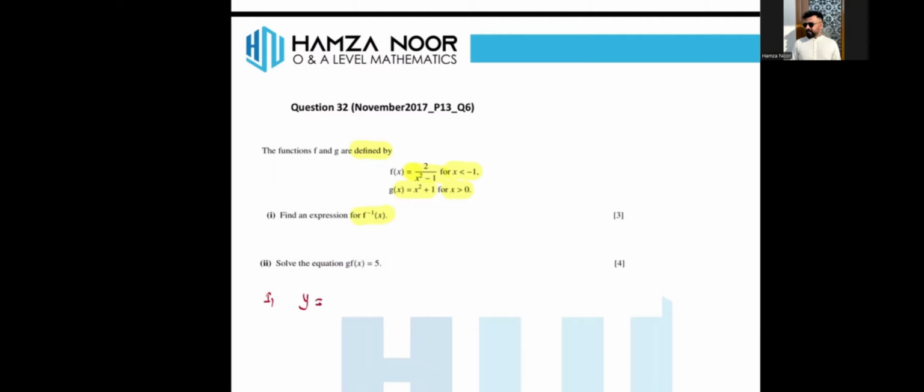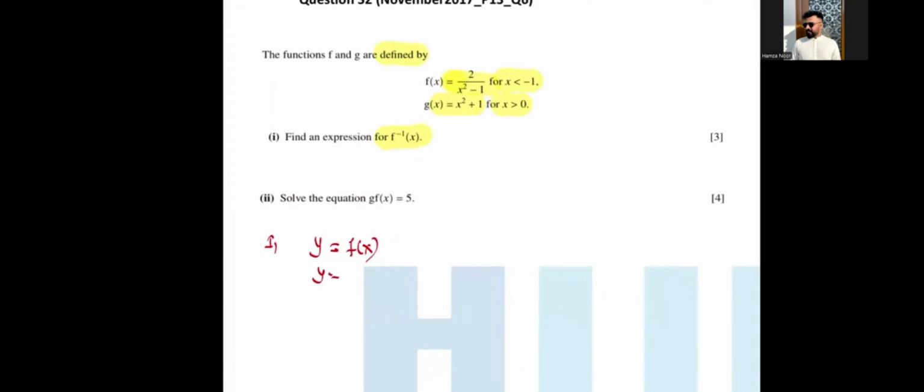So the first step would be to say y is equal to f(x), meaning y will be equal to 2 divided by x squared minus 1. Therefore, x squared minus 1 will be equal to 2 divided by y. So this means that x squared is equal to 2 over y plus 1. When we take a square root on both sides, x is equal to plus or minus the square root of 2 over y plus 1.